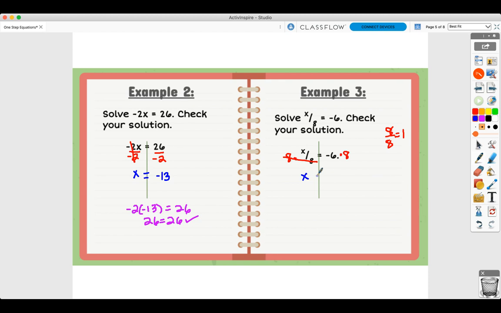And then you're going to be left with x equals 6 times 8, which is 48. Negative times a positive is negative, so negative 48. Let's check our answers. Negative 48 divided by 8 is equal to negative 6, because 8 times 6 is 48. And you're dividing a negative by a positive, so that'll give you negative. Is equal to negative 6. So we're on the right track.